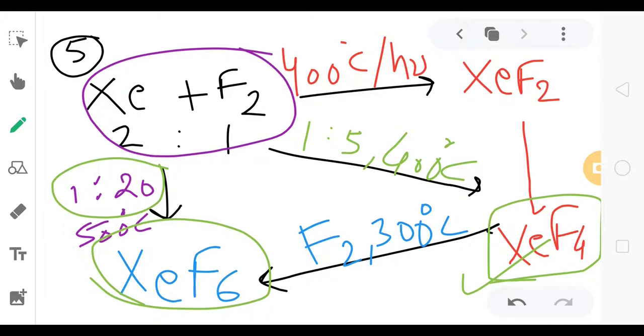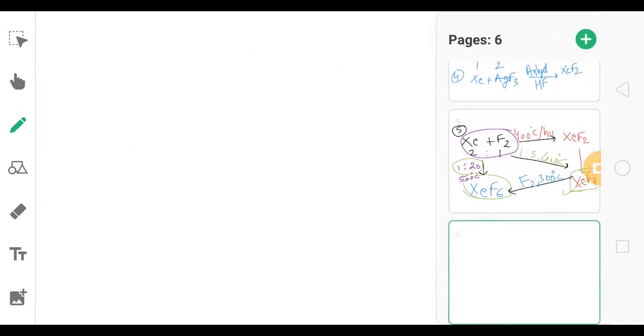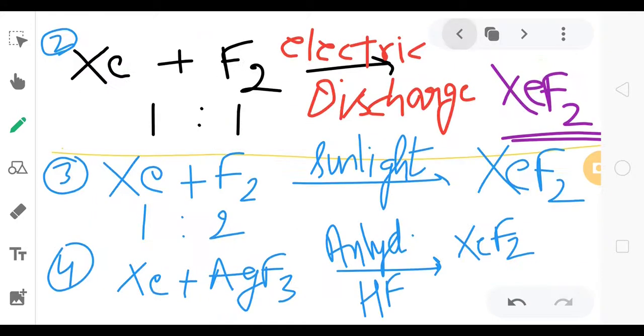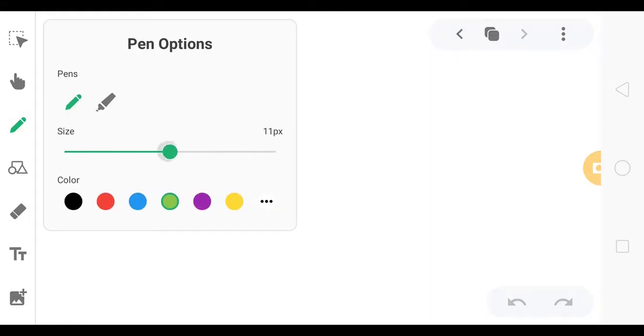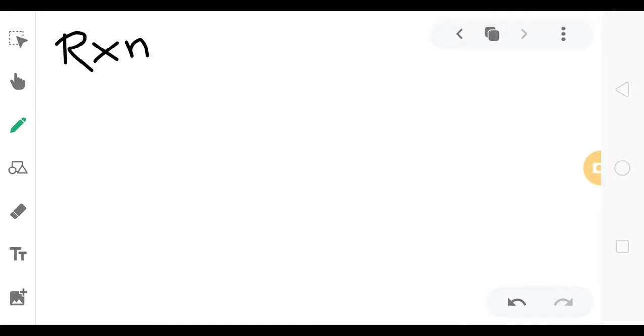I hope that you people have understood very well. So this was a wonderful thing. Now we are going to study the reactions, because this was the preparation part. These are the preparation part. Now we are going to study the reaction part. So put the heading: reactions.